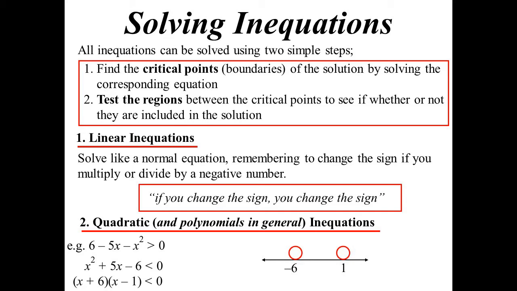But you can, of course, just test a point. 0 is always the easiest to test. Sub into the original one. 6 is greater than 0. Yes, it is. So I know I'm in between the 2 points. And the thing about quadratic inequations is I know the solution will always be in between the 2 points or on the outside. So I don't actually need to check on the outside. If you are feeling a bit unsure, obviously just sub a number in and make sure of the answer. Right, so our answer is x is in between minus 6 and 1.